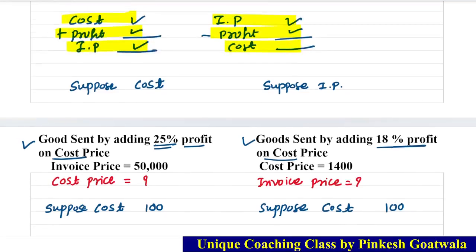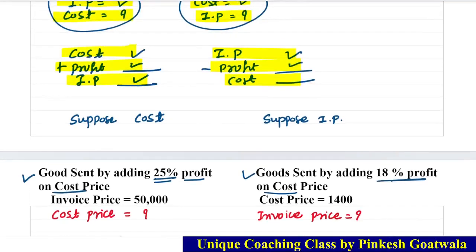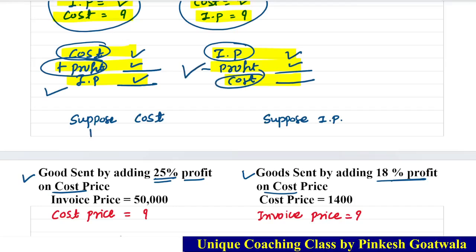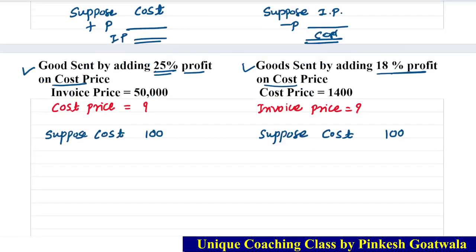Now remember, I just told you, in cost, profit is added, so we get invoice. In invoice, profit is less, so we get cost. Remember, in cost what happens to profit? It is added, so we get invoice, and in invoice profit is less, so it becomes cost. So here profit is 25% and it is on cost, so profit is added, 25 on 100, so 125 will be the invoice price.